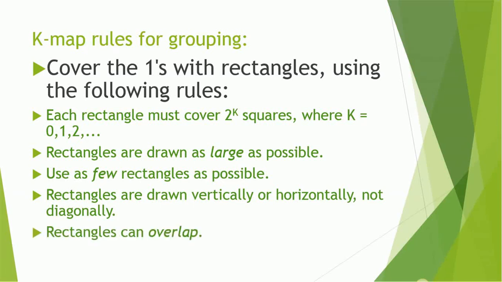And we're also going to find out that the rectangles can overlap, which means that I can have a one or several ones in more than one group, because once again, rule number 2 says to draw the rectangles as large as possible. And then the last one is that we can wrap those groupings around the edges of the Karnaugh map. And I'll show you some examples of what this might mean.